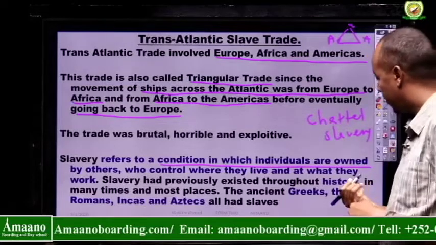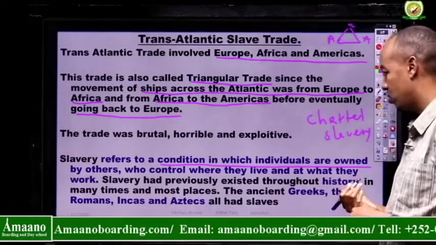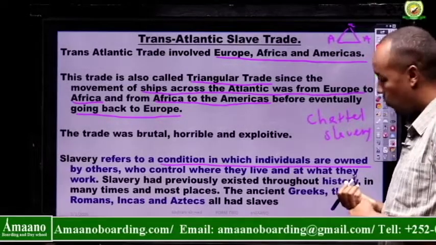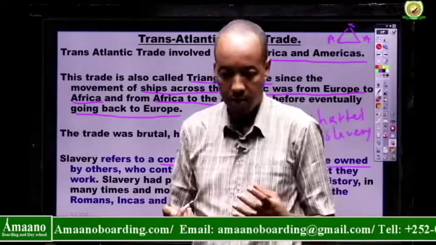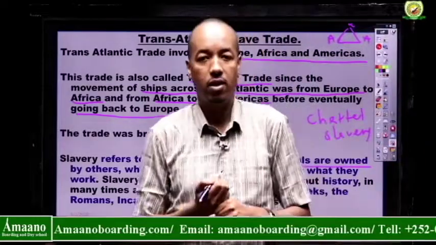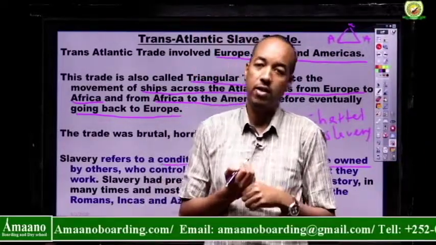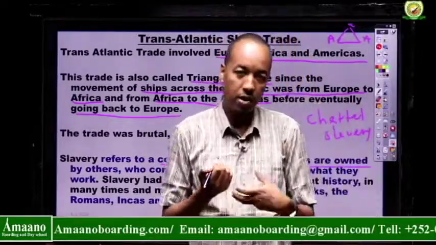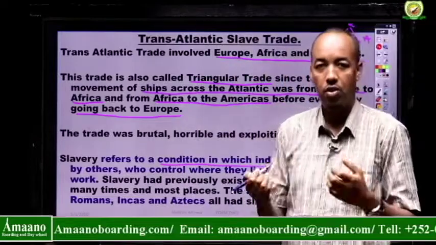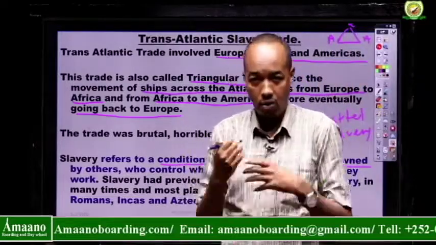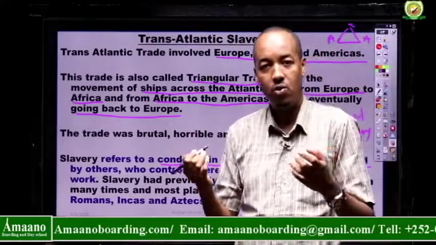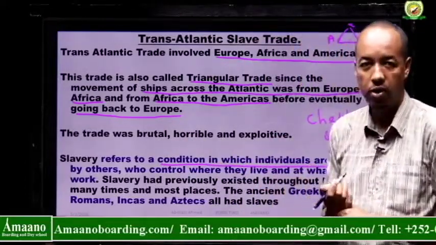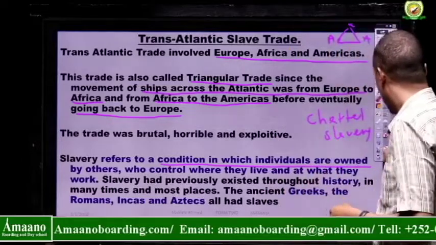Slavery had previously existed throughout history, in many times and most places. The ancient Greeks, the Romans, the Incas, the Aztecs all had slaves. So this part is saying slavery was not something new for Africa. Even previous civilizations that existed before Christ used slavery, for example the ancient Egyptians, ancient Romans, ancient Greeks. Even Arabs used slavery. But this one was very horrible and cannot be compared to that one in any way.